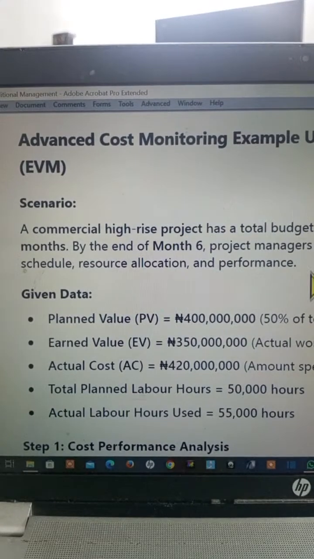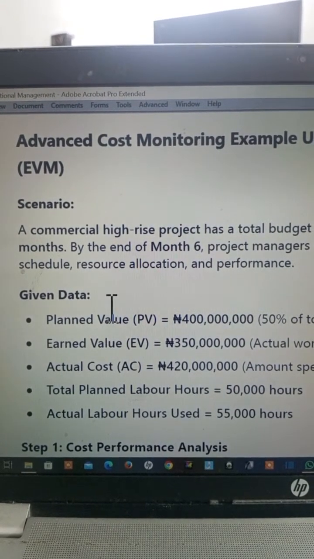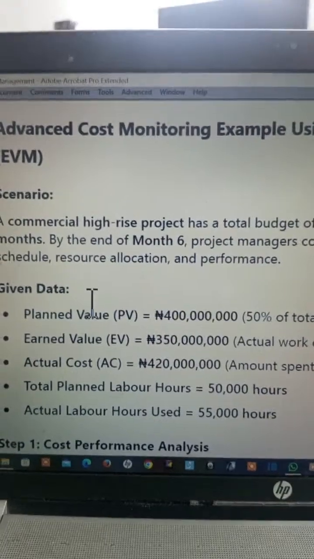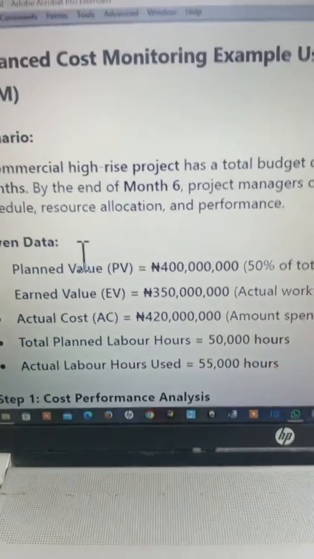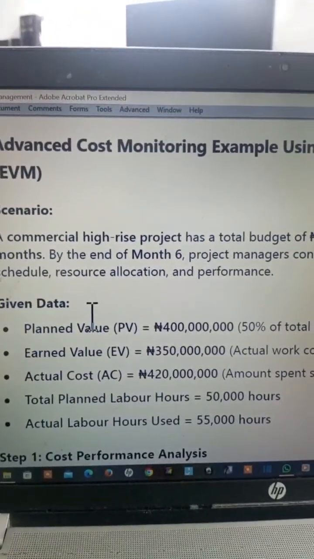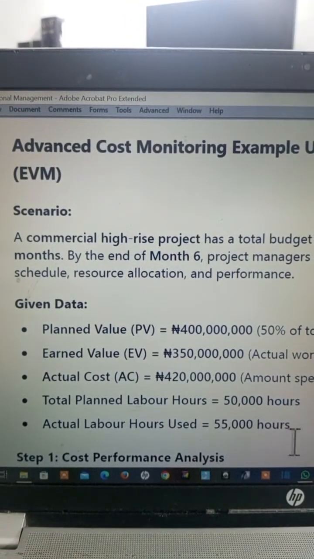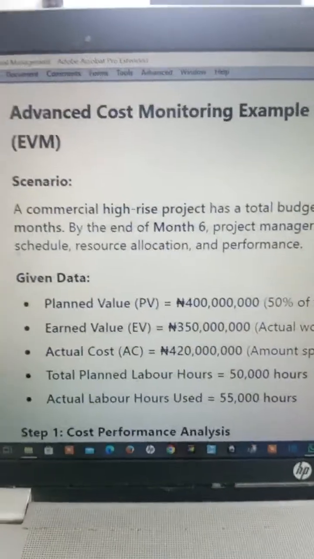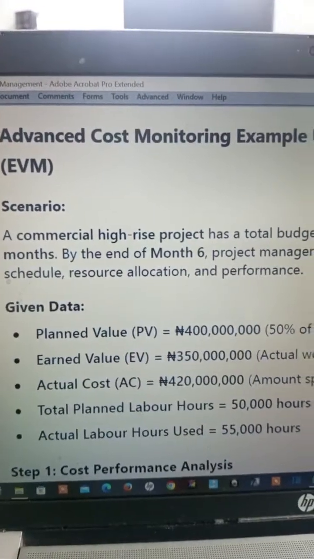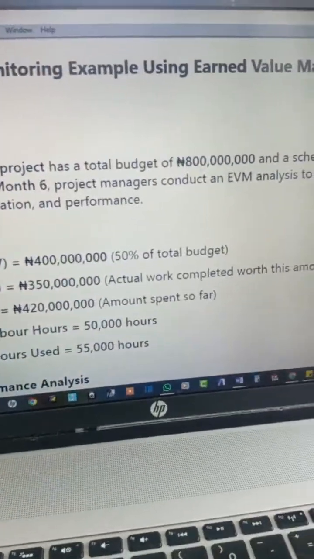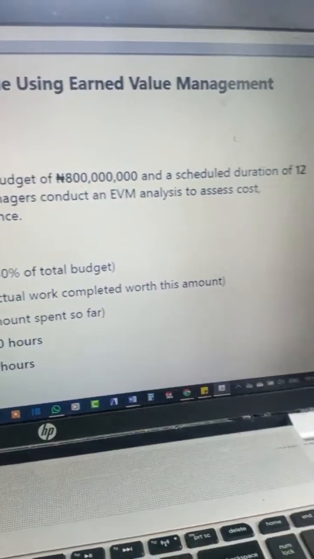All right. So this is what I'm giving you. Look at this scenario, because it's very important that we have this scenario. I have designed this scenario to help you go through this. We are looking at a commercial high-rise project here. A commercial high-rise project has a total budget of what? 800 million.